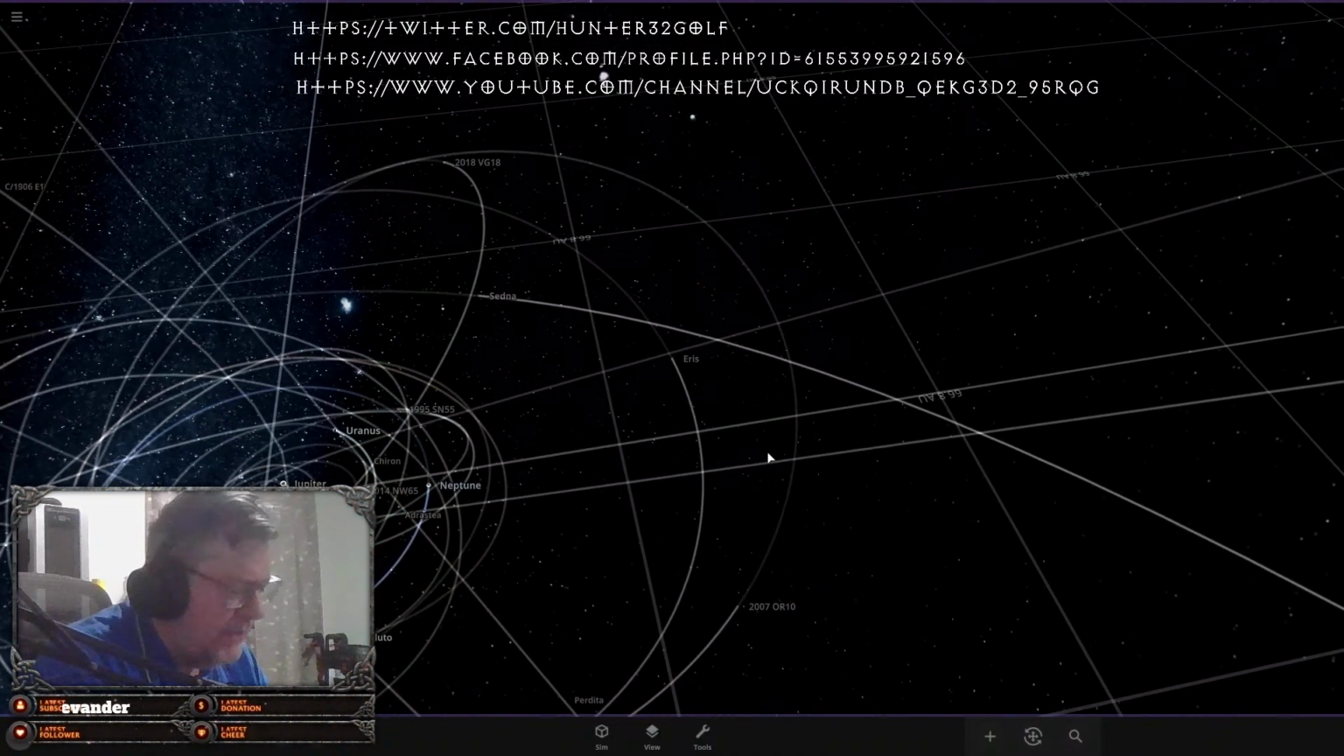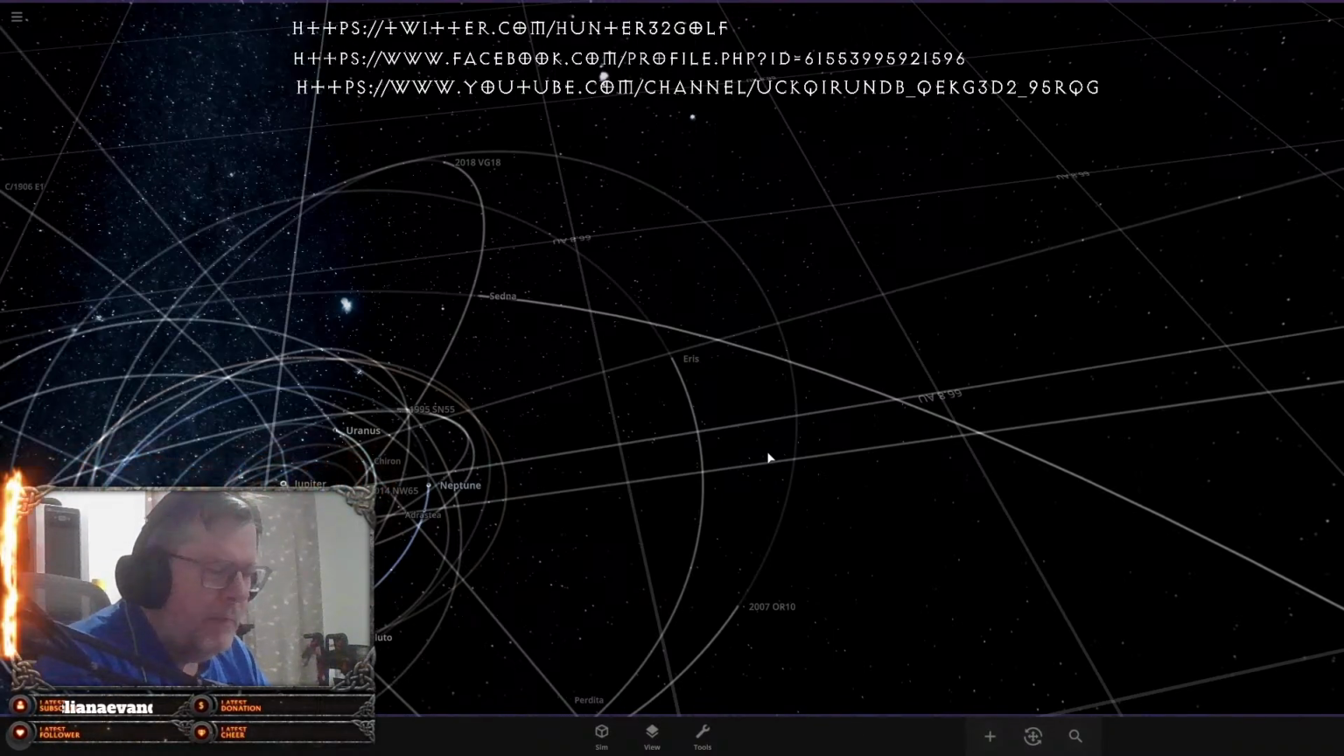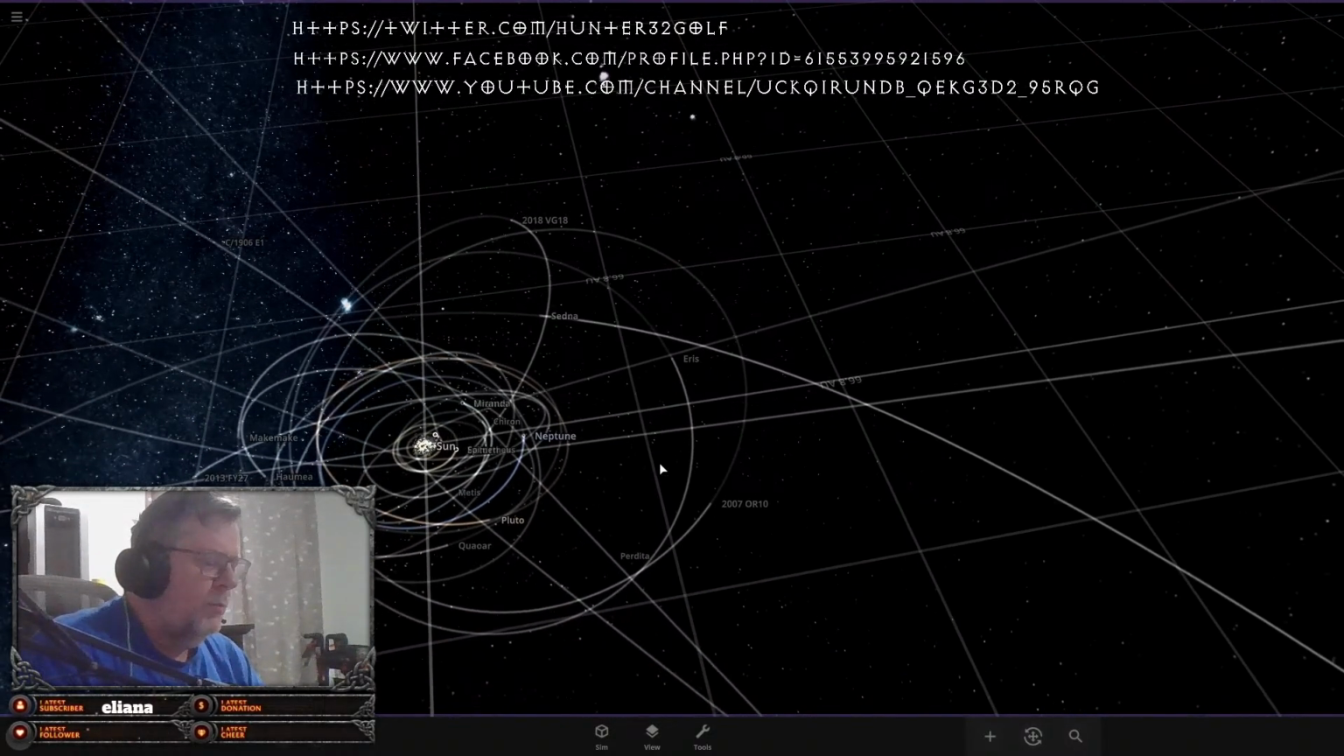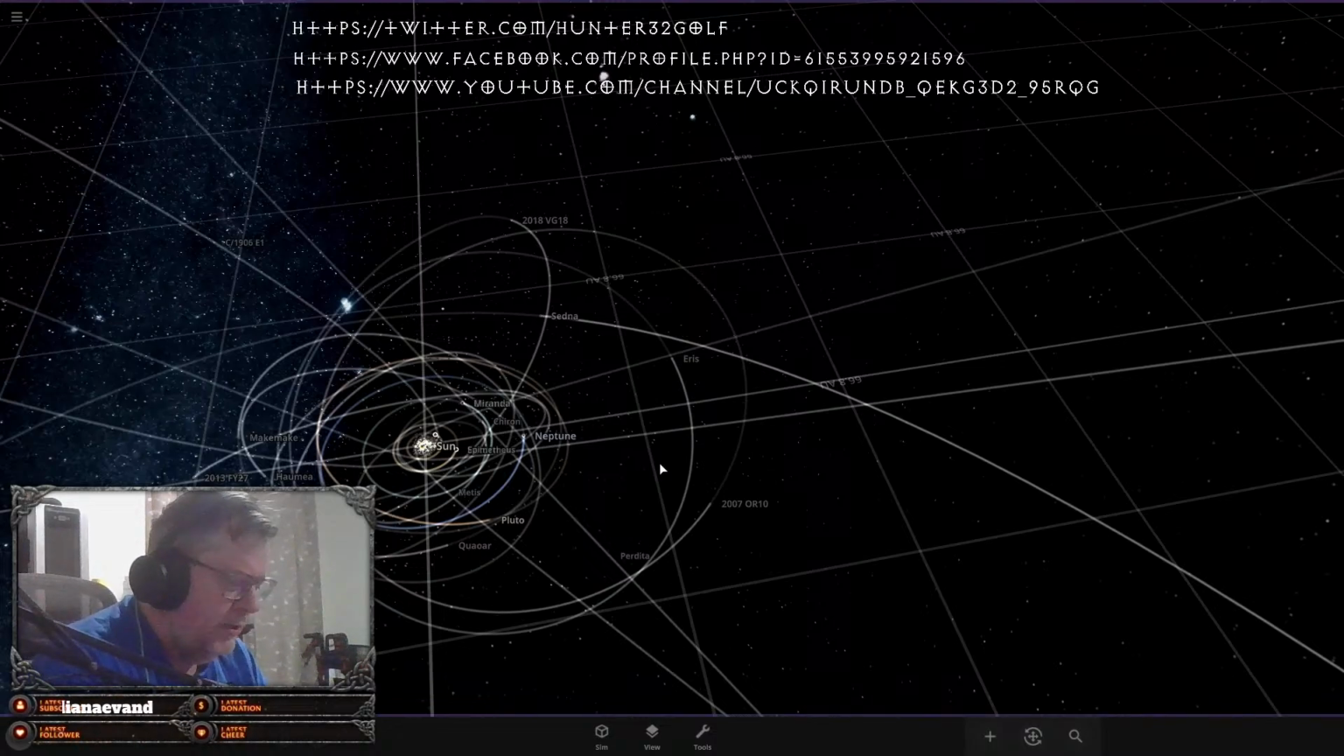Then the second is Makemake. Its orbit is 38 to 52 AU, and its longitudinal measurement is 45 AU. It takes approximately 306 years to orbit the sun.